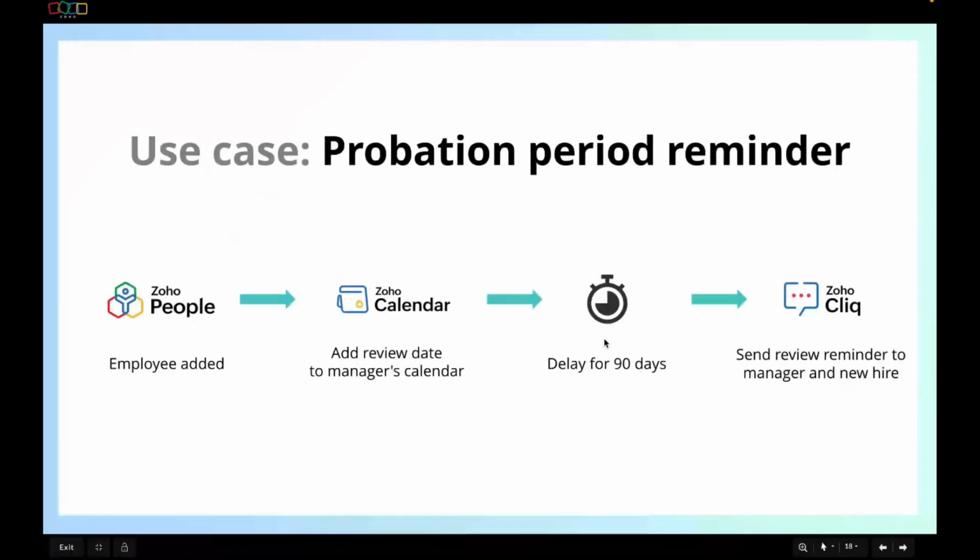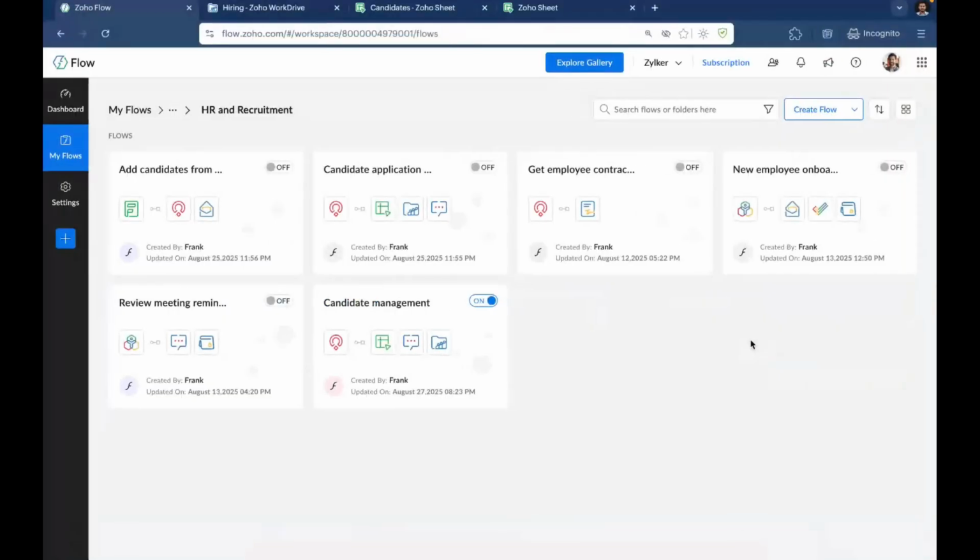This is interesting. So most employees join the company with a probation period, right? In most cases, it's going to be 90 days or something. So when an employee is added in Zoho People, immediately you will know when that probation period will end and when the review has to take place. So once the employee is added, you would want to add the date of review in the manager's calendar, then wait for 90 days before sending a review reminder. We'll see how this is done.